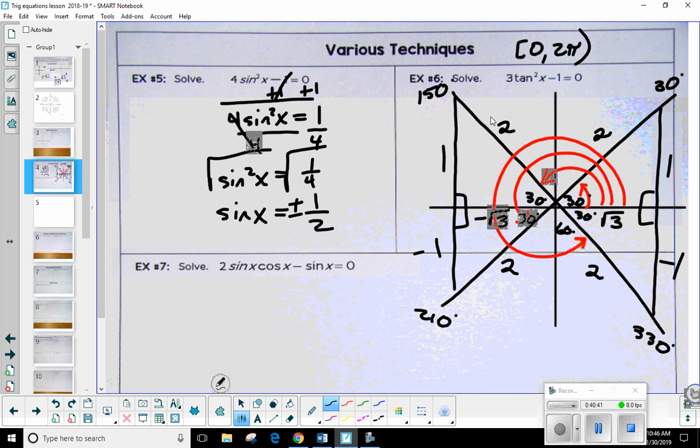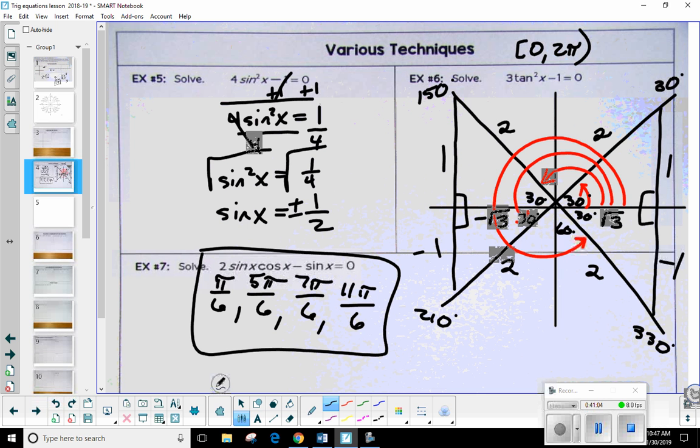Here we go. And maybe this will help you out in the beginning. If you want to go around and label them in degrees, and now what's 30 degrees as a radian? So pi over 6 is my first answer. 150, 5 pi over 6, 210, 7 pi over 6, and finally 330, 11 pi over 6. So those are my 4 answers.